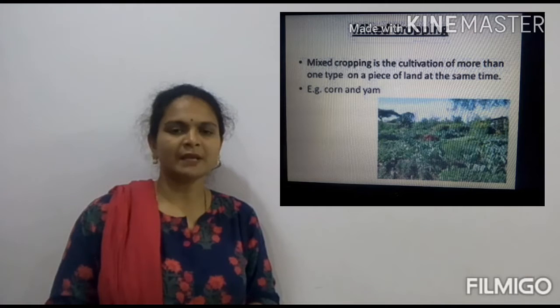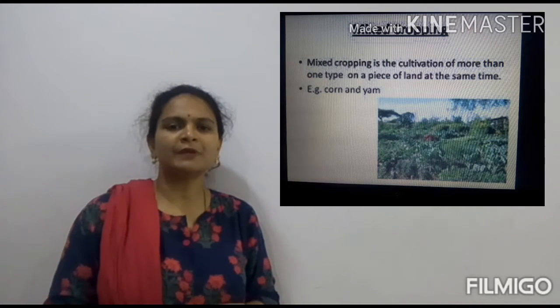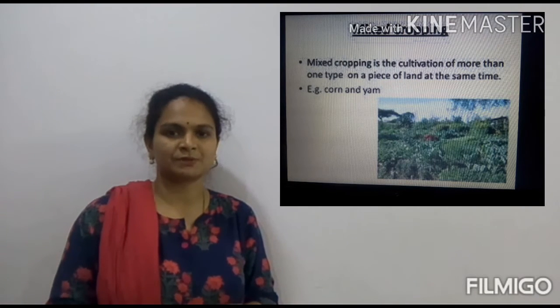The different types of patterns we are going to learn in this topic are mixed cropping, intercropping, and also crop rotation methods. Let's discuss one by one in detail. The first topic we are going to discuss is the mixed cropping method. In mixed cropping, we select two or more varieties of crops to cultivate on the same piece of land. But here, the farmer will not follow any pattern to raise the crops.